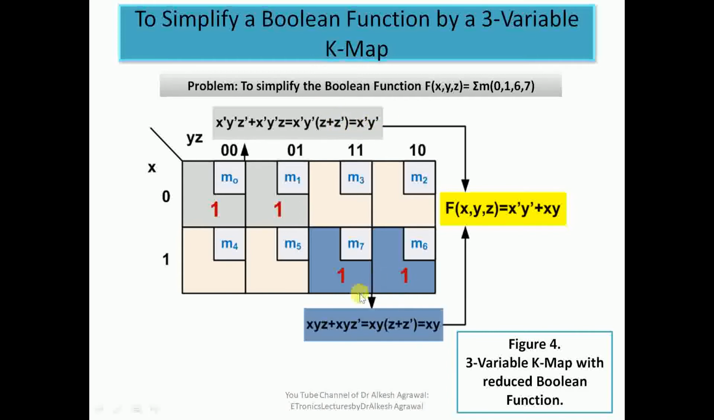Similarly, these two terms can be written as X, Y, Z or X, Y, Z bar. From these two minterms we have taken X, Y as common. So again we have Z or Z bar, which can be combined as 1. So we have X, Y.